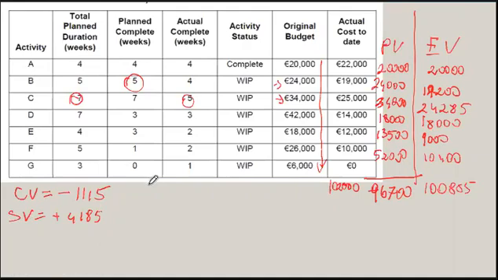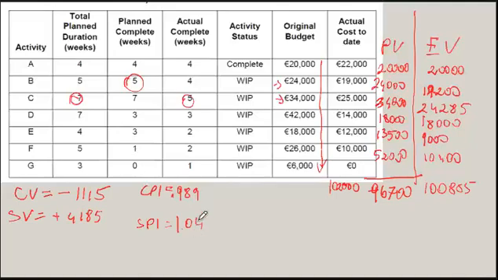So CPI, cost performance index, is earned value over actual cost. So that's 0.989. Schedule performance index, SPI, is earned value over the planned value. So that's 100,885 divided by 96,700. So it's 1.04. So we're going ahead of the schedule.